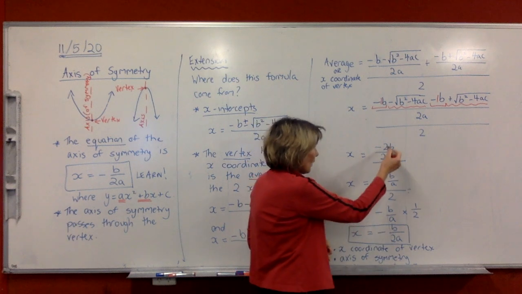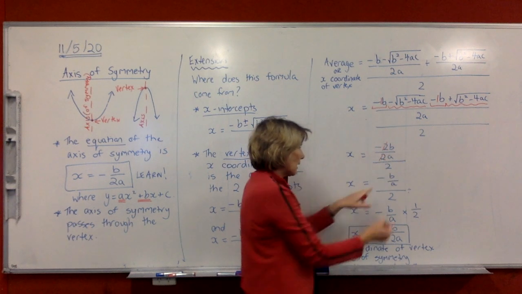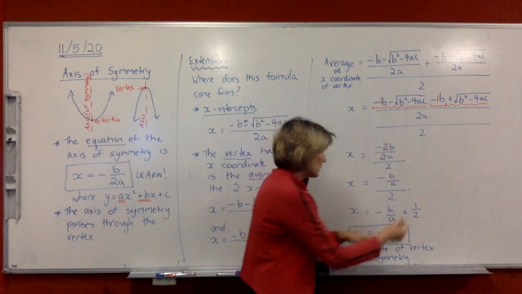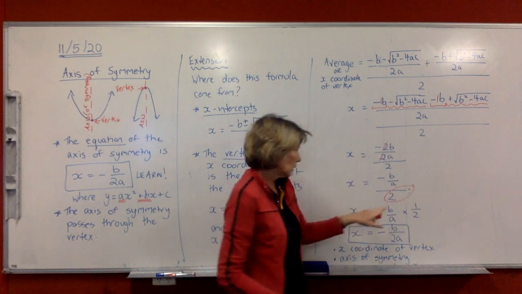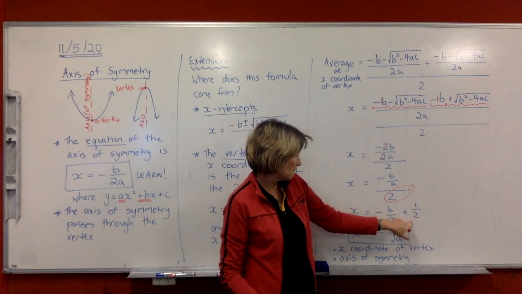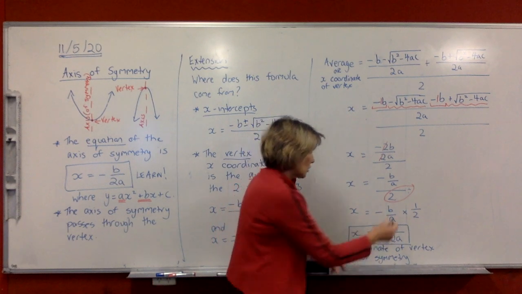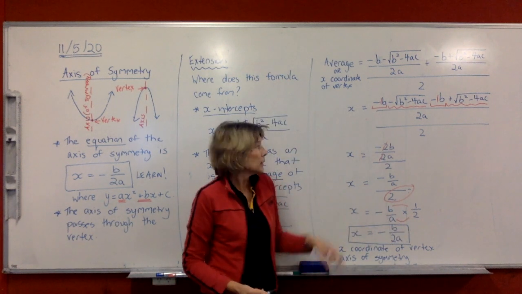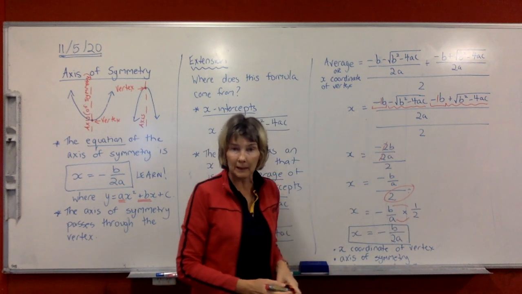So if we simplify this, we can cancel that out, and it becomes minus b over a on the top, and then we're dividing by 2. Dividing by 2, we can times by the reciprocal, 1 over 2, and if you times your tops and times your bottoms, you get minus b over 2a. So we've actually found our formula.